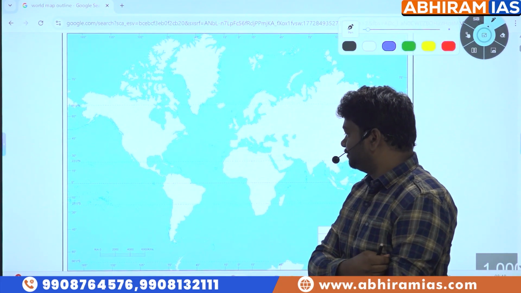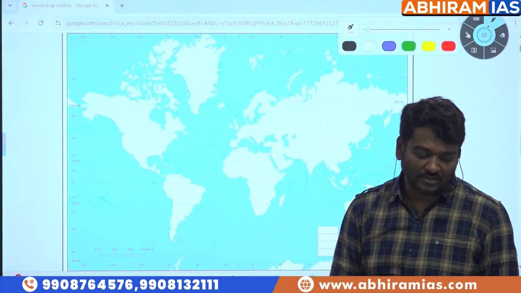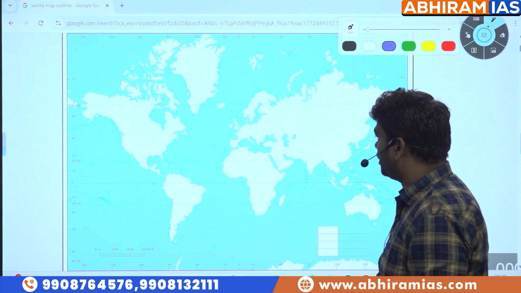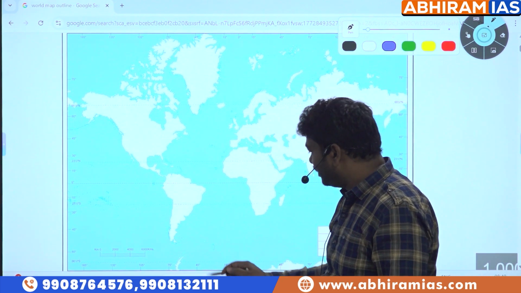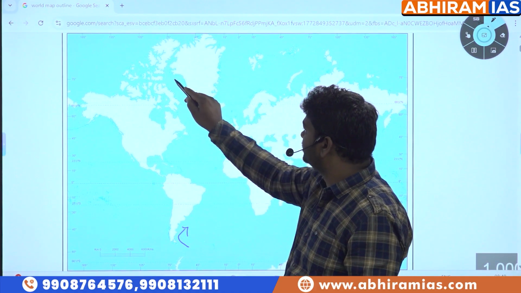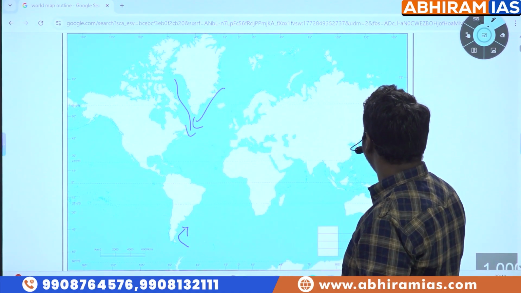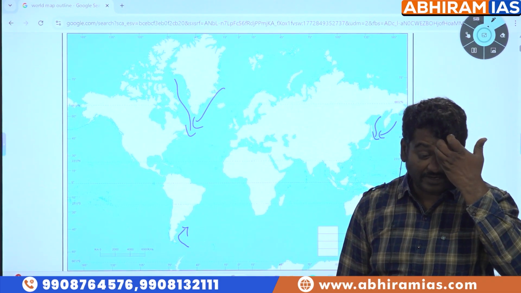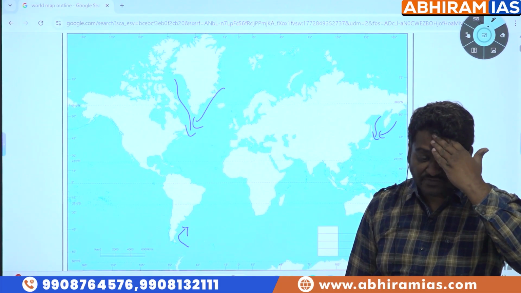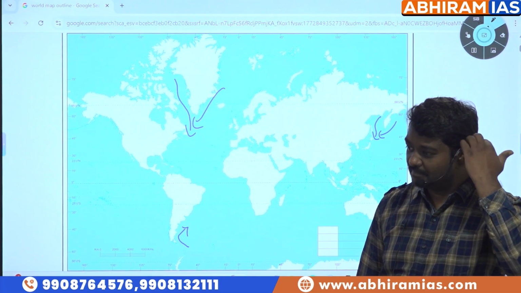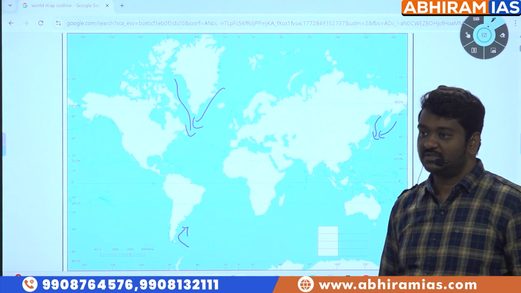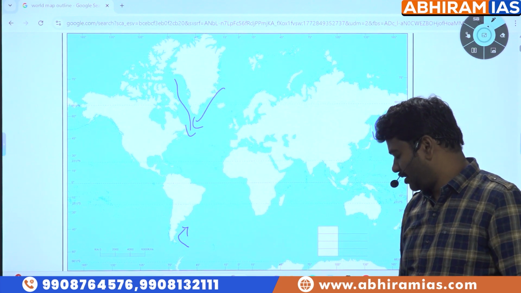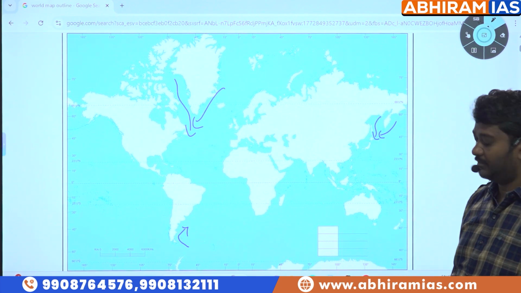Last, transportation. Just tell me now, if cold current is coming from the poles, will it carry glaciers? Is it good for transportation or bad? Bad. You write there. First one, cold currents from poles bring glaciers and is not good for navigation.